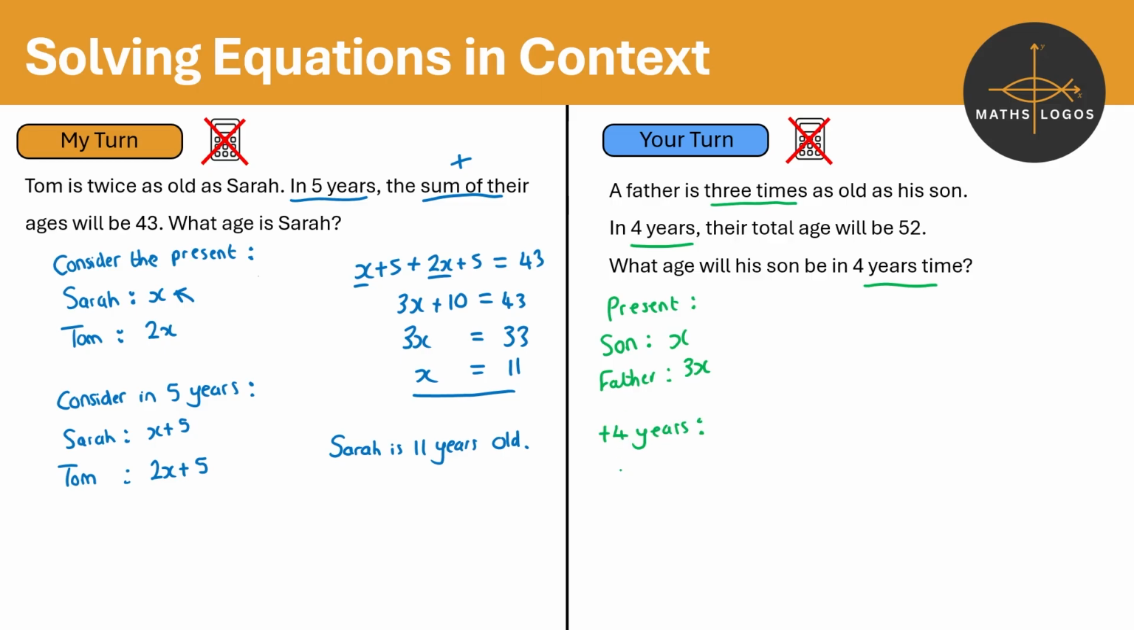We can be quite free with the way we write it as long as we're making it clear what we're doing. Well, the son is going to have gained 4 years. So he's now going to be x add 4. The father is going to be 3x add 4, like this. In 4 years, their total age will be 52. That means I need to add their ages together at this point. So if I do x add 4, add 3x add 4, that's going to be equal to 52.